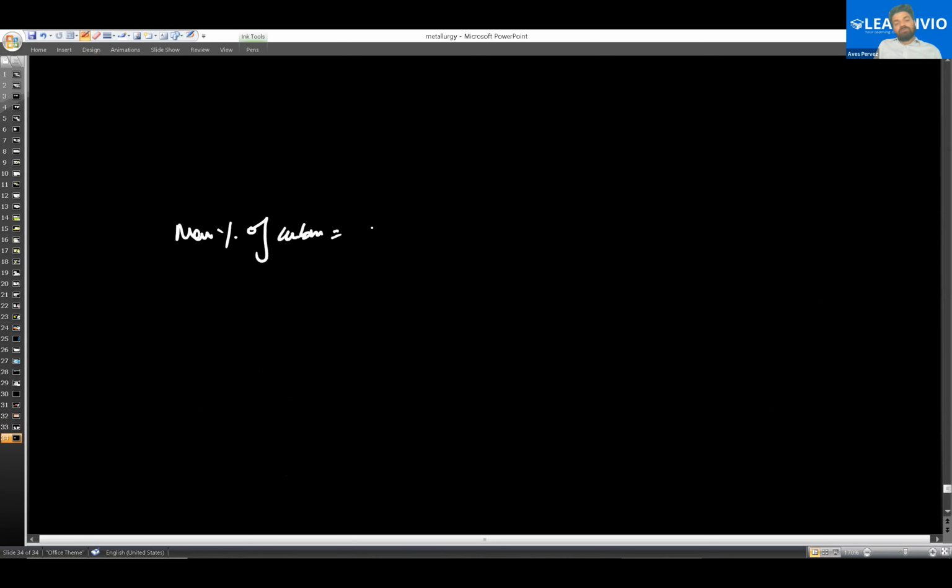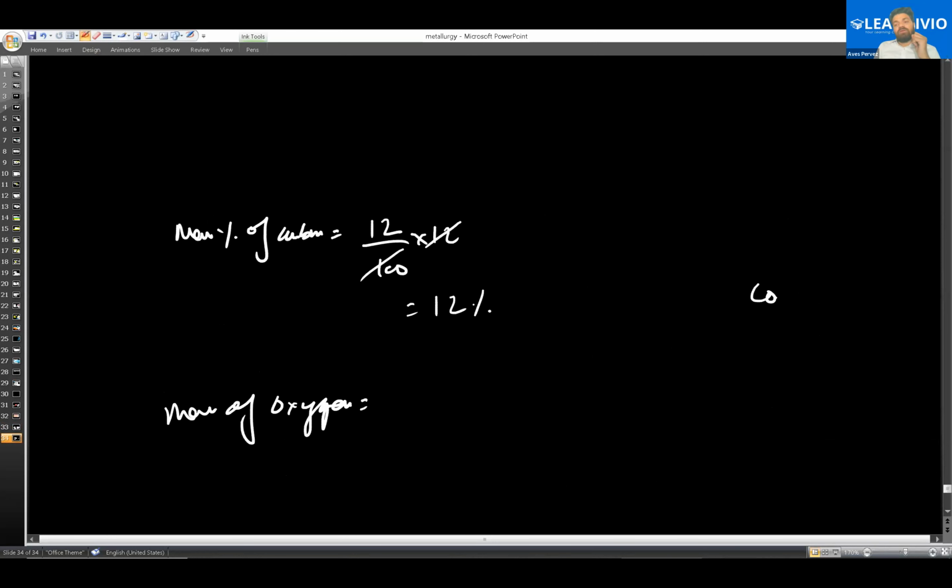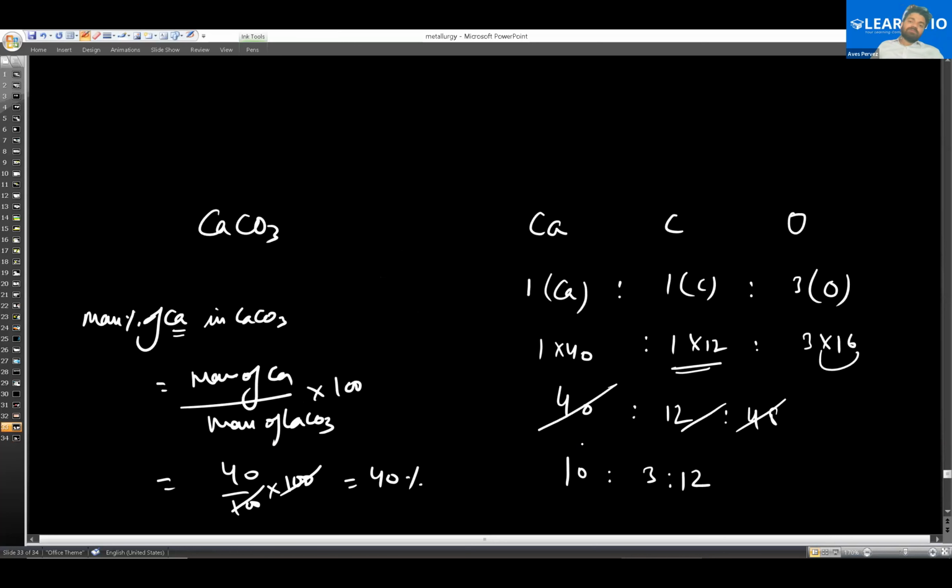That would be equal to 12 upon 100, the total mass, into 100. That would be how much? 12%. And similarly, mass percentage of oxygen: the total mass of oxygen is not 16, it is 48, because it is CO3 in CaCO3. The three oxygen atoms' total mass is 48. 48 divided by 100 into 100. Why are we dividing by 100 and multiplying by 100? We need to convert into percentage. That's why we are multiplying here. And since the mass of this calcium carbonate happens to be 100, it cancels out and we get 48%. Got it? Yes or no? So this is mass percentage, and this is mass ratio.